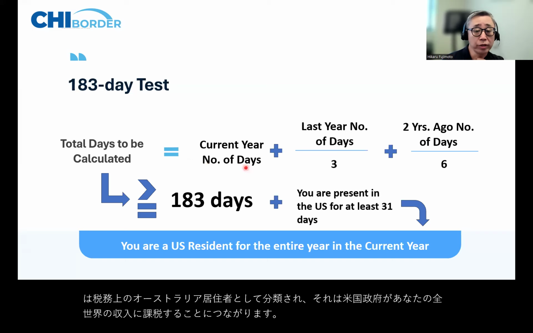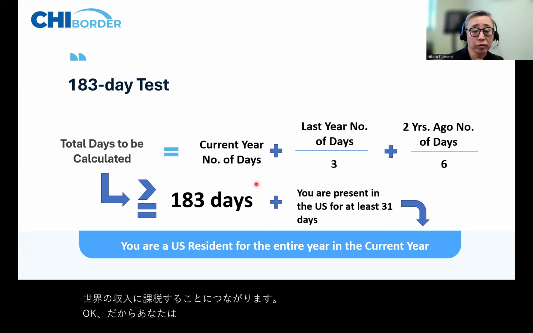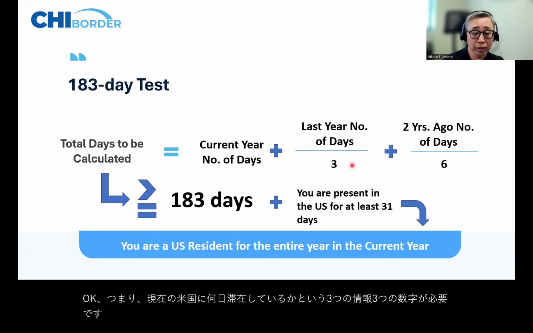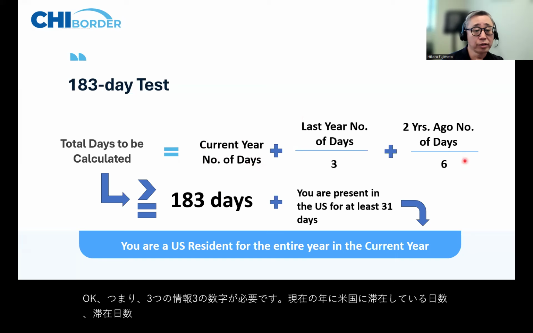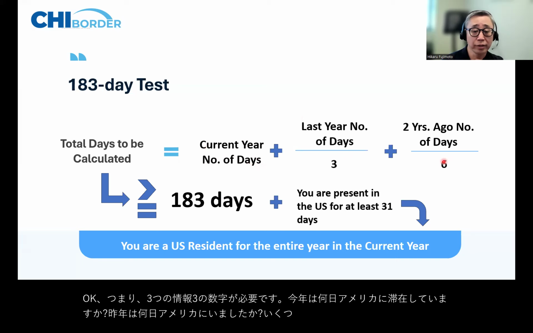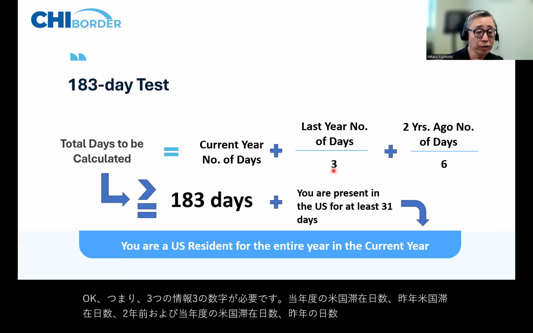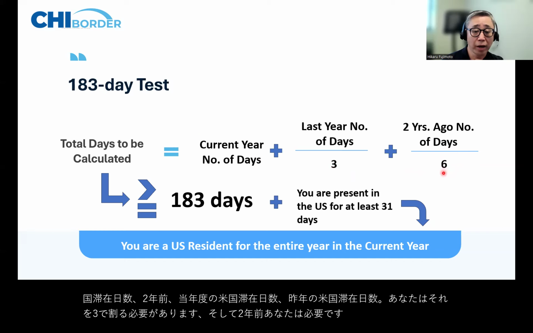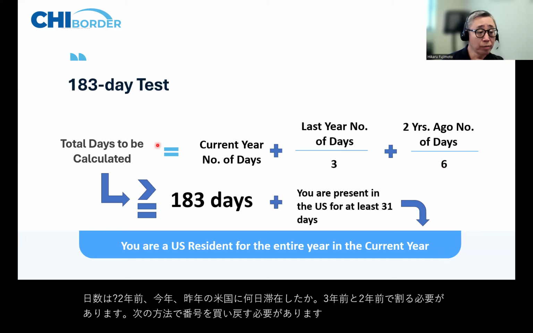Okay, so you need three numbers. How many days you were in the United States for the current year? How many days you were in the US in the last year? How many days you were in the US two years ago? And current year days and last year days, you need to divide by 3. And two years ago, you need to divide the numbers by 6, and total number of days.